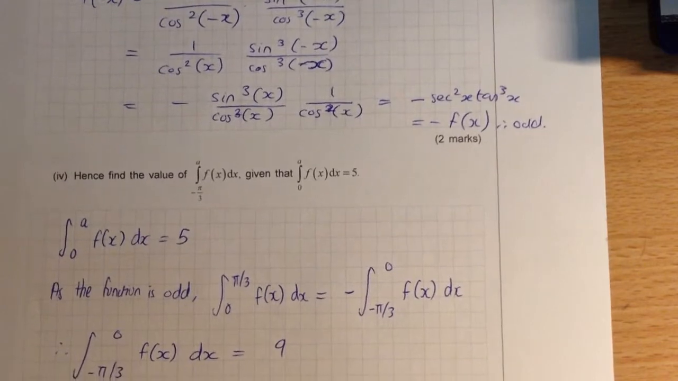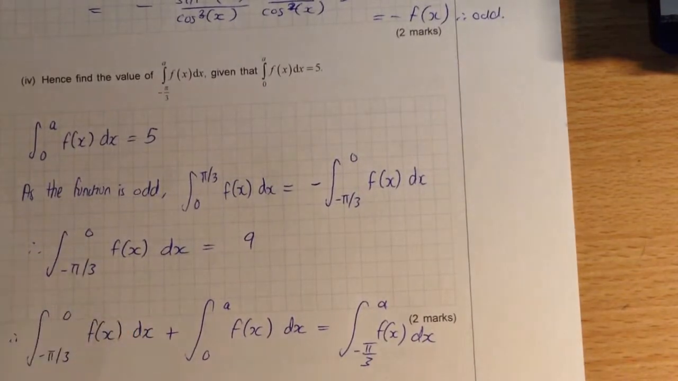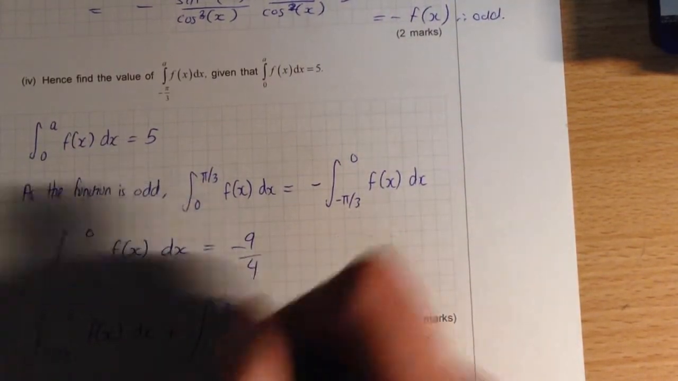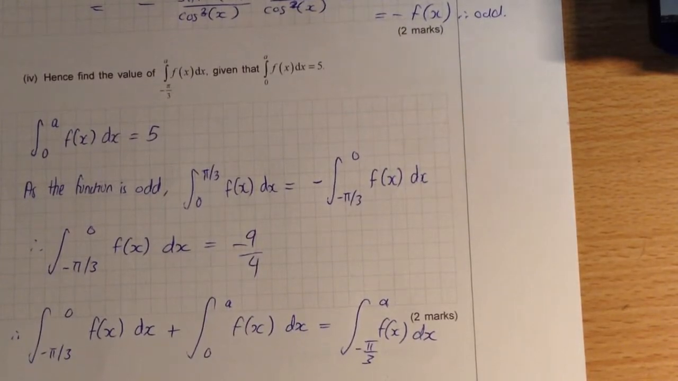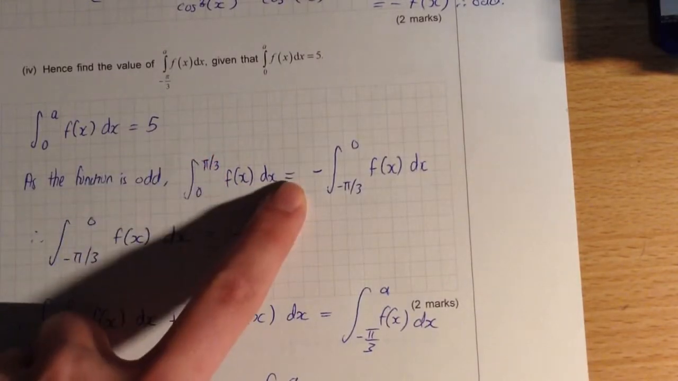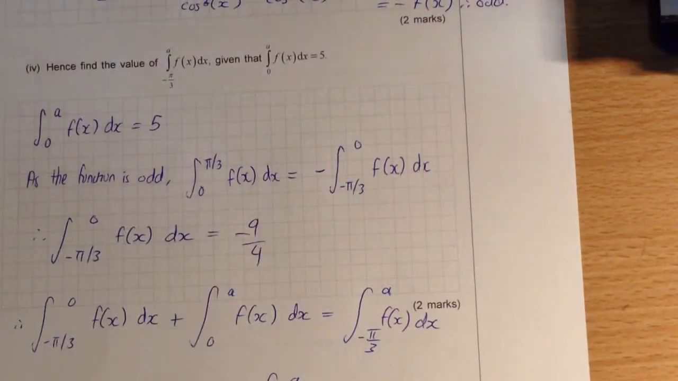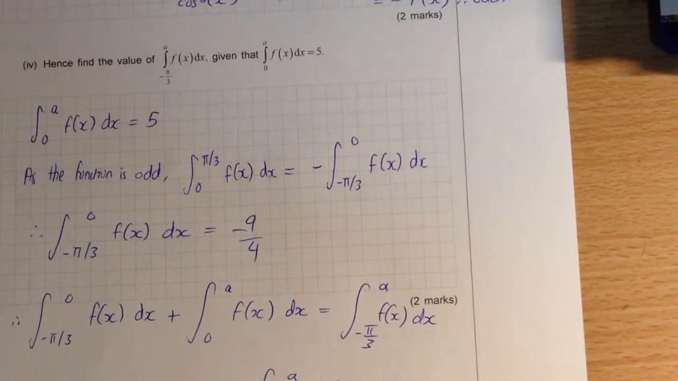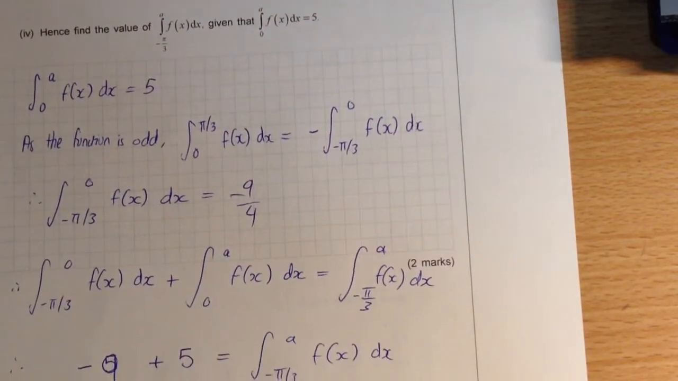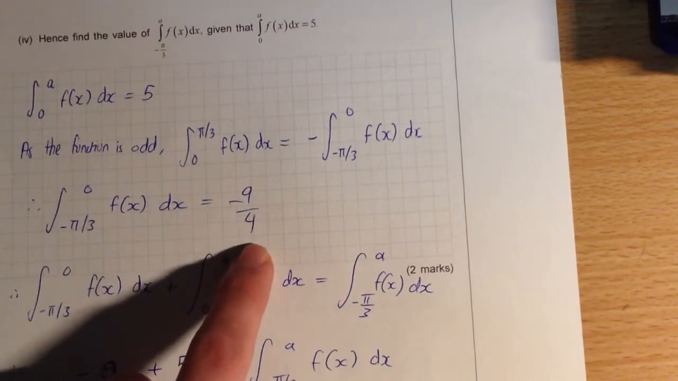So now we need to find the value of the integral from negative pi on 3 to a of f of x dx, given that the integral from 0 to a of f of x dx equals 5. So what we actually know from before, sorry about that, there's a little error there, is that as the function is odd, which we've just proven, the integral from 0 to pi on 3 of f of x dx is equal to negative the integral from negative pi on 3 to 0 of f of x dx. This is based on the fact that we have rotational symmetry about the origin. So hence we know that this integral here is equal to negative 9 on 4 from before.